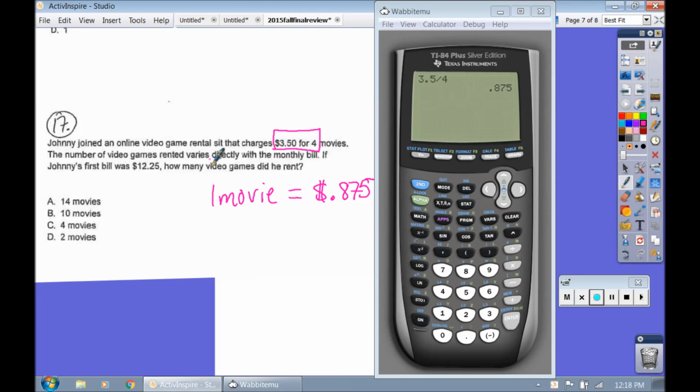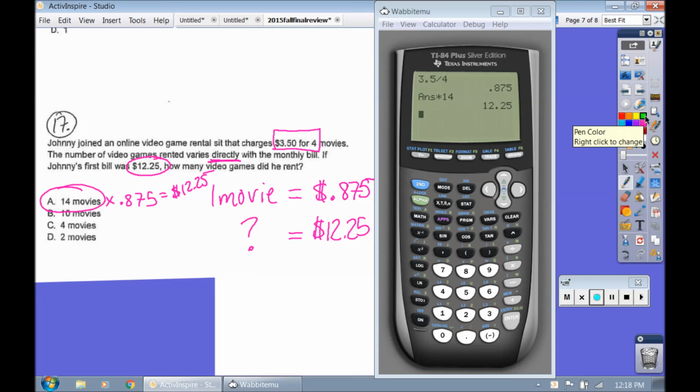And if we're talking about varies directly, we are talking about a proportional relationship. So if one movie costs 87.5 cents, how many movies does he rent for $12.25? Well, I could take the price per movie, 87.5 cents, and multiply it times the answer choices, which I'm going to do here, and you'll see that I get $12.25. So if I take A, 14, times the price for one movie, I get the total bill. So my answer is A.